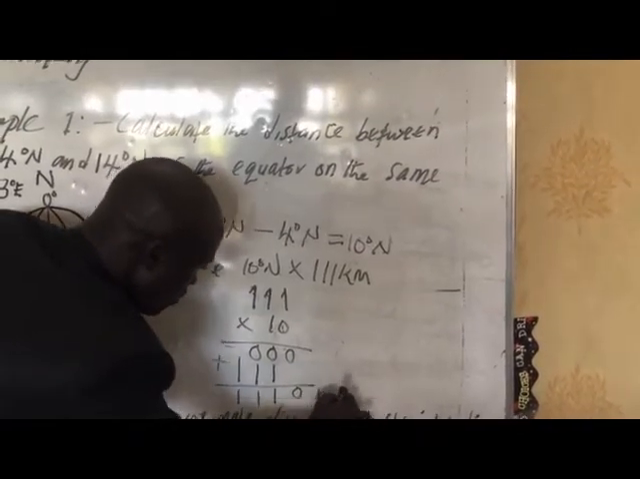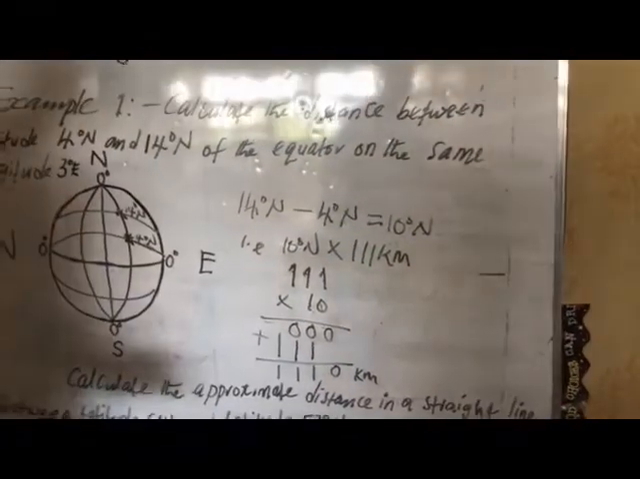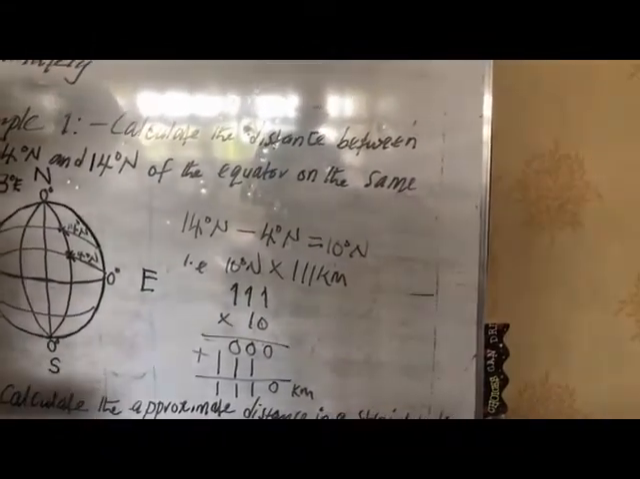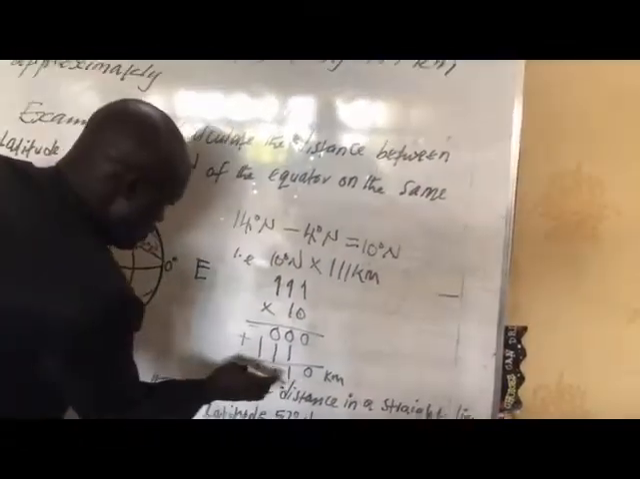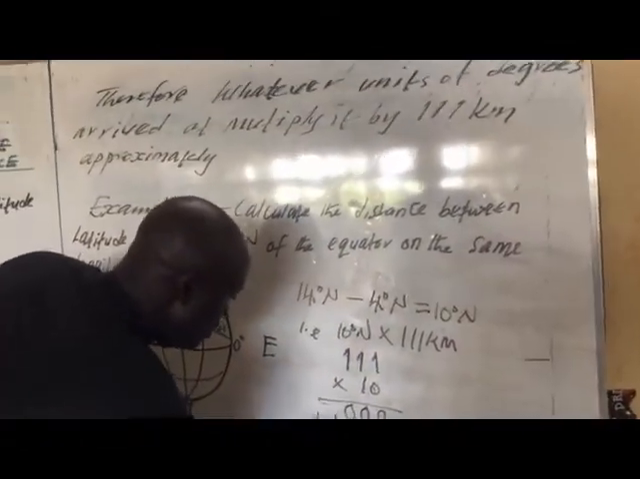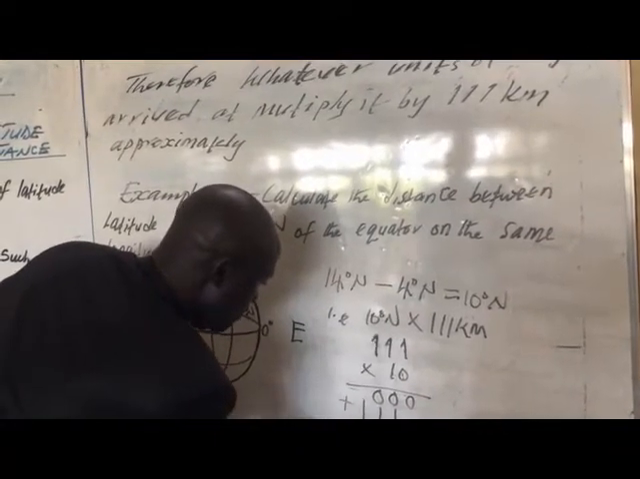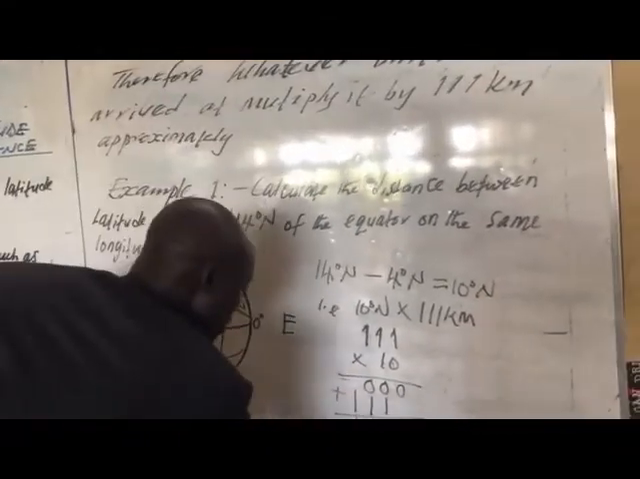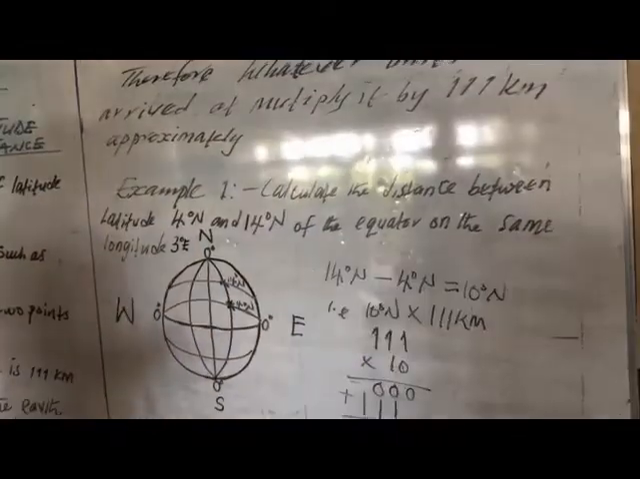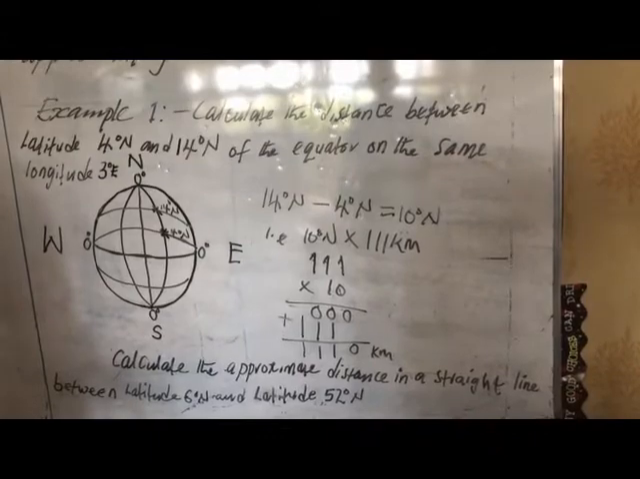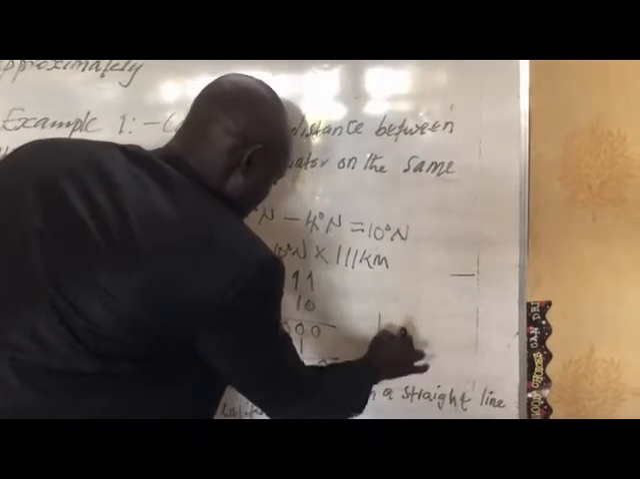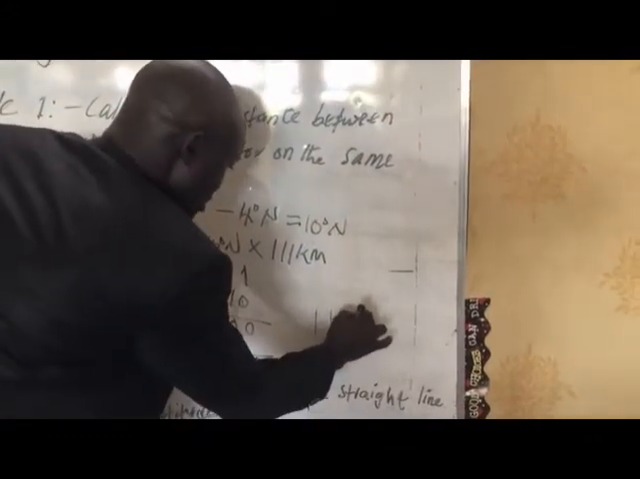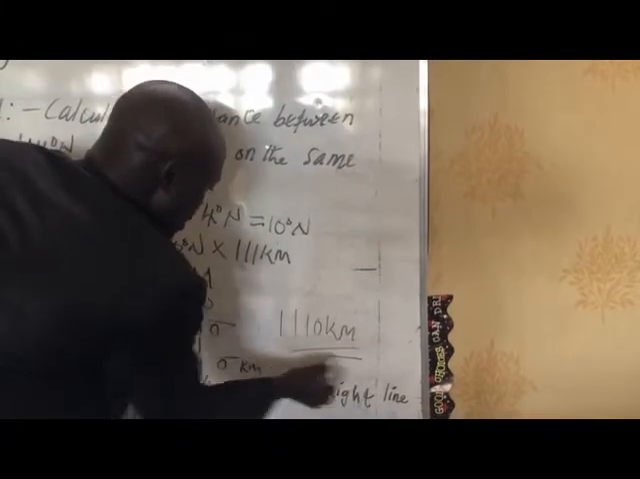So, what do you have? It means we're going to have 1,110 kilometers. That's the distance. So it means 1,110 kilometers. That is our answer according to this procedure.